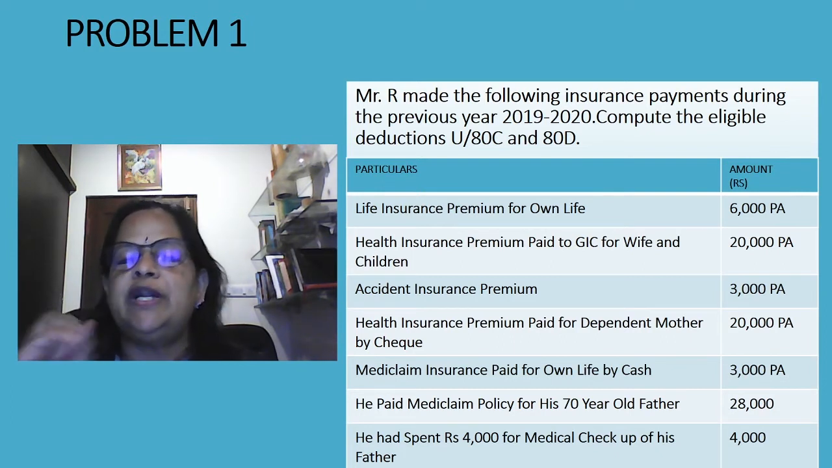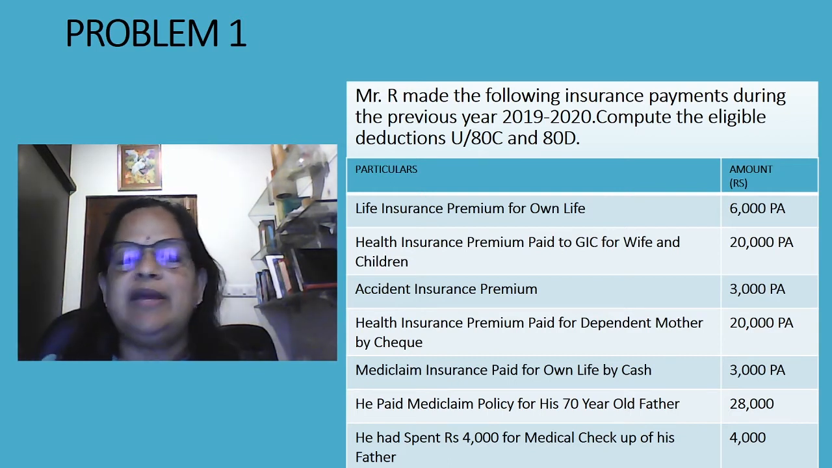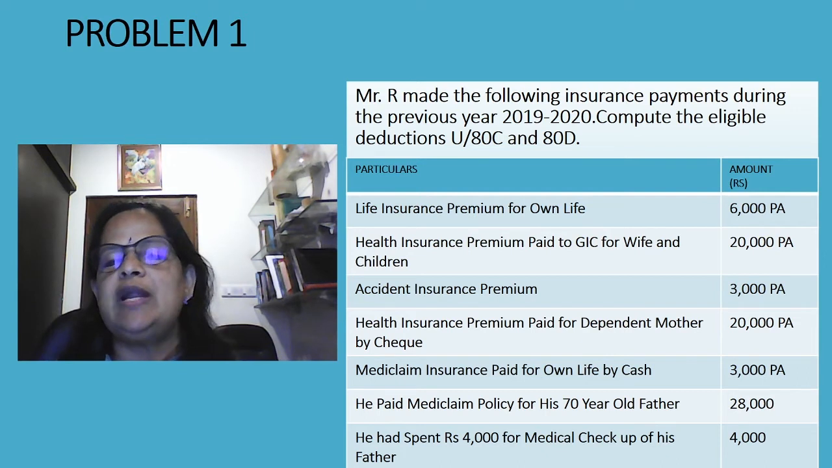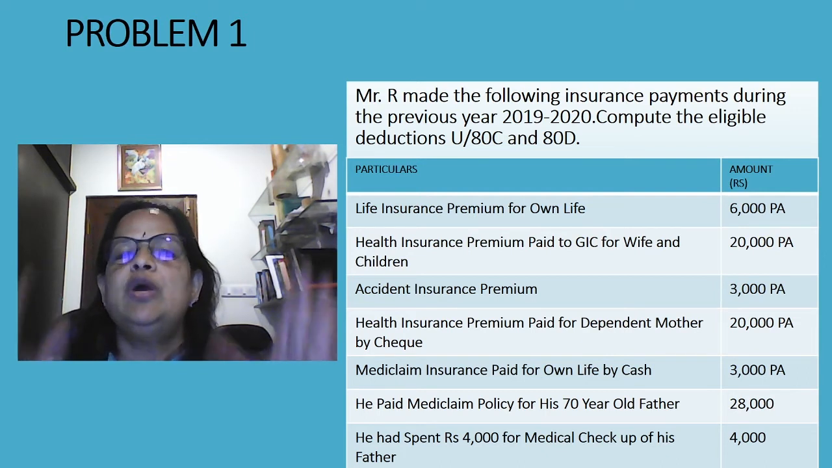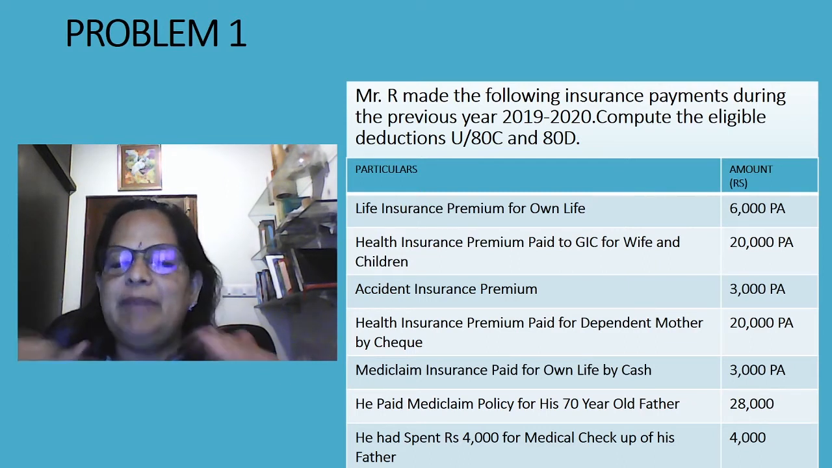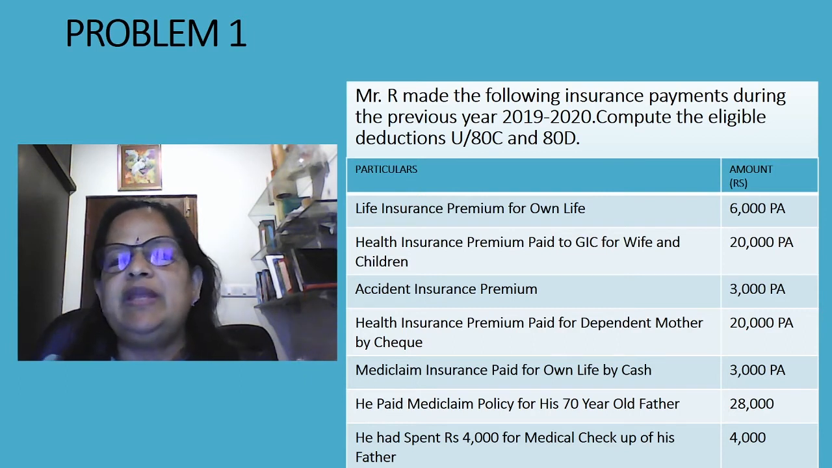Parents can be included. Dependent parents can be included. This can be allowed and they will get a higher exemption also, 50,000. Medical insurance paid for own life by cash. We know that cash payment is not allowed. So, you have to disqualify this cash payment. Only for preventive health checkup is cash payment allowed. Now, he paid a Mediclaim policy for his 70-year-old father. So, that also can be allowed. For parents, he can claim the 50,000 exemption. Now, he had spent rupees 4,000 for medical checkup of his father. That can be allowed. Even if he is making a cash payment, it can be allowed.